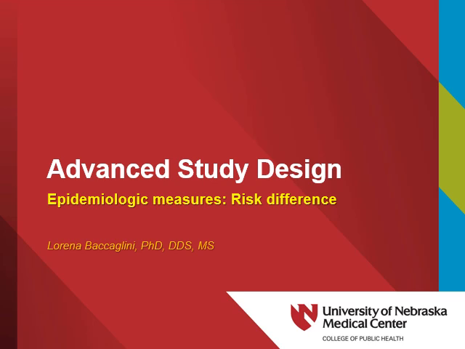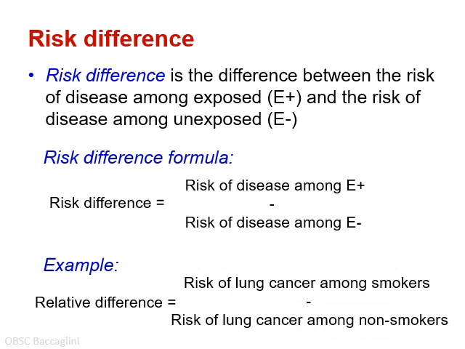In this lecture, we are going to discuss the definition, calculation, and interpretation of risk difference. The risk difference is defined as the difference between the risk of disease among exposed and the risk of disease among unexposed. It is calculated as the risk of disease among exposed minus the risk of disease among unexposed.